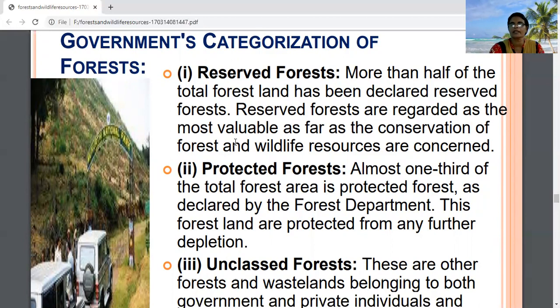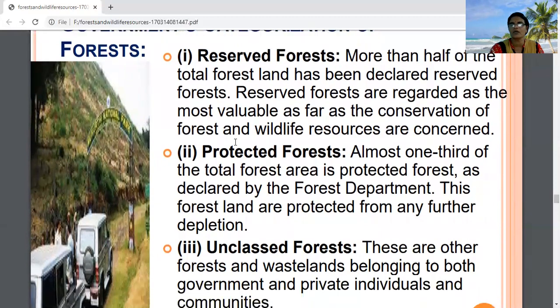Who declared it as reserved? The Government of India. The Government of India declared these forests as reserved, which is regarded as the most valuable as far as the conservation of forests and wildlife resources are concerned. These forests are reserved for the conservation of forests and wildlife. How much percentage of these forests are there? 50% of Indian forests are classified as reserved forests.